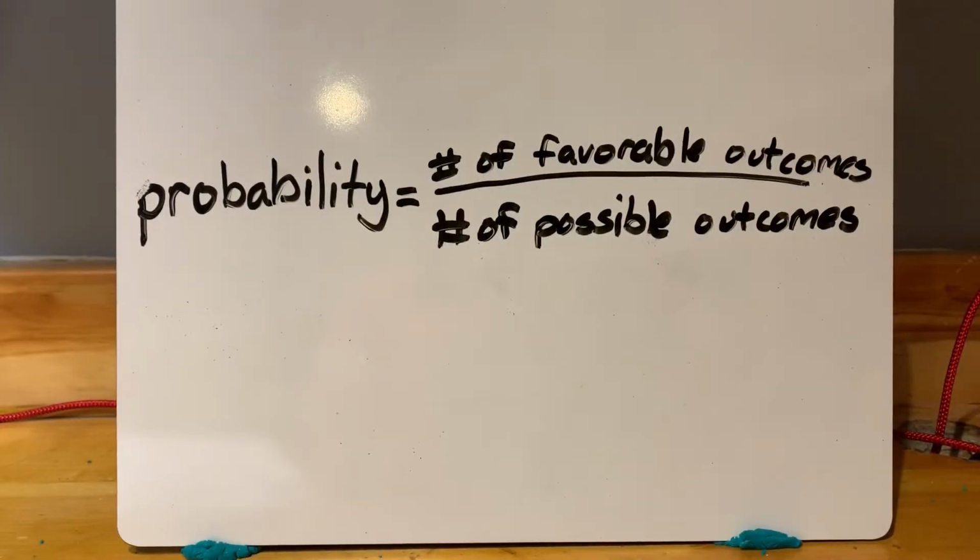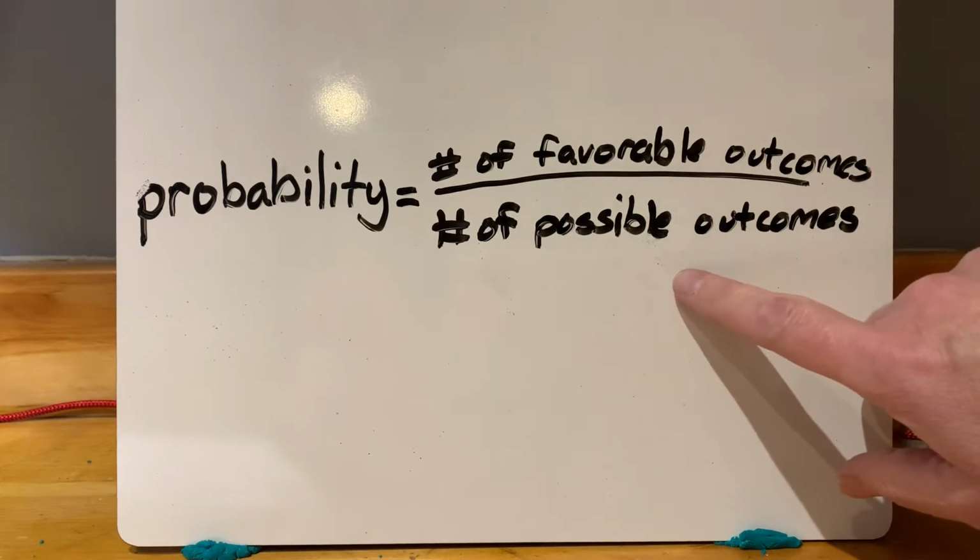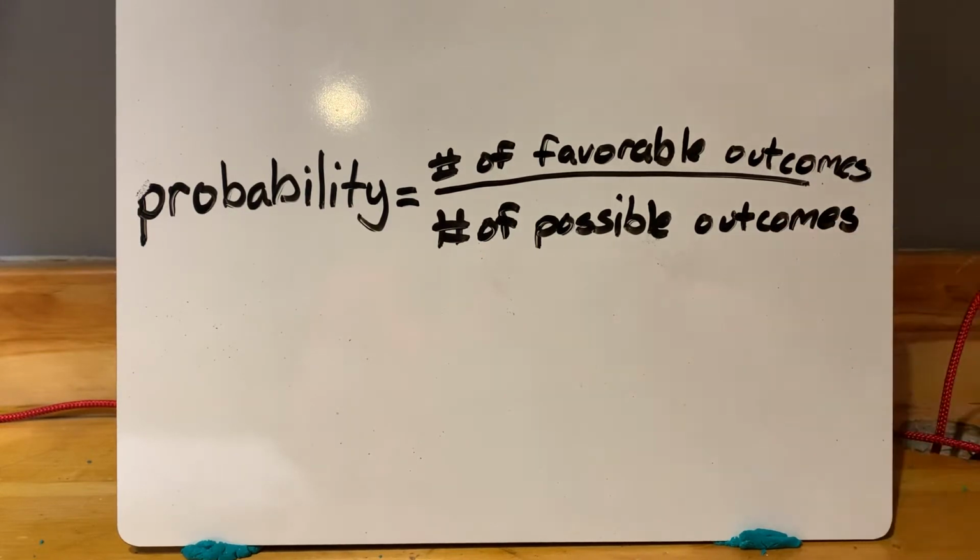Probability is the likelihood that a particular event will occur. Probability is written as a ratio, with the number of favorable outcomes on top and the number of possible outcomes on the bottom. A single die is rolled. What is the probability that it will come up with a 4?